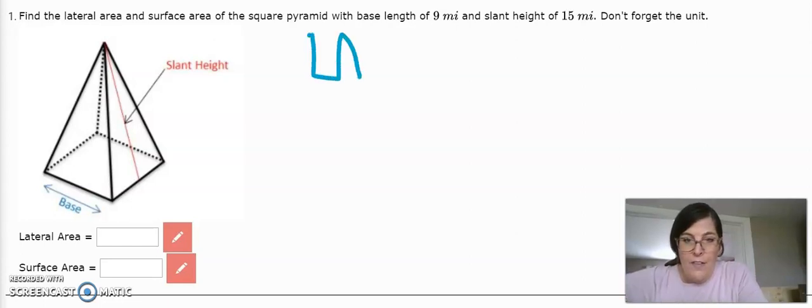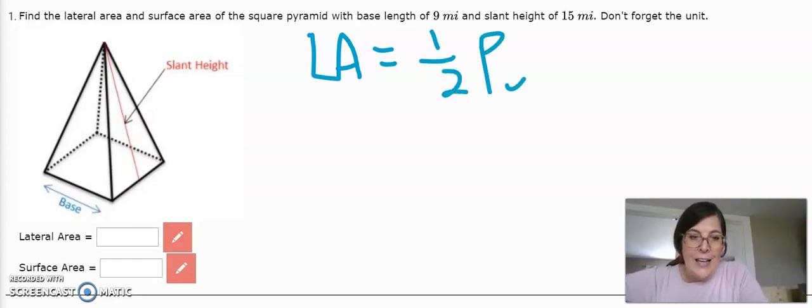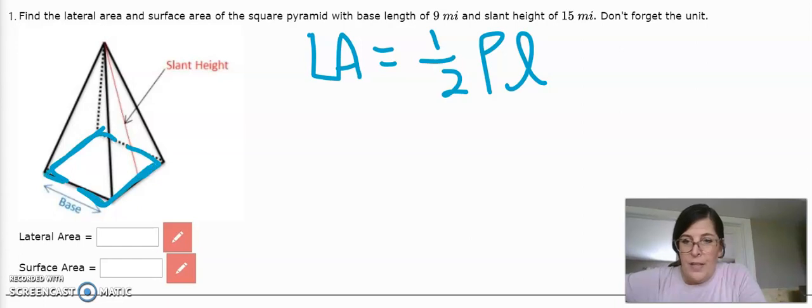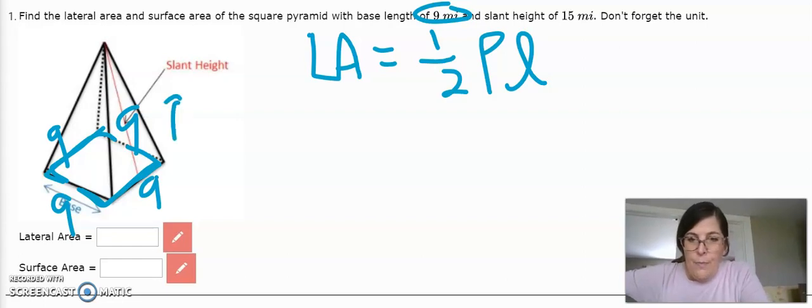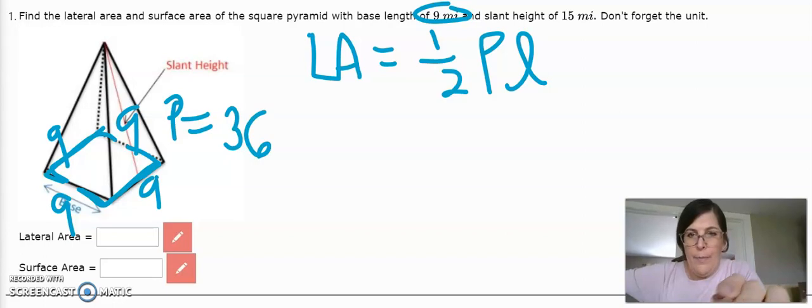The formula for the lateral area says 1/2 P script L. P is the perimeter of the base, and L is the slant height. So let's take a peek at this. The base is a square. The information up here tells me each side length is 9, right? So if I have four sides of 9, 9 times 4 is 36. I can find the perimeter.